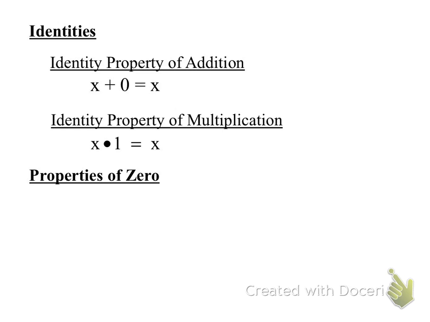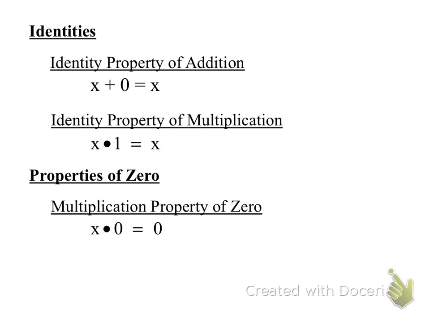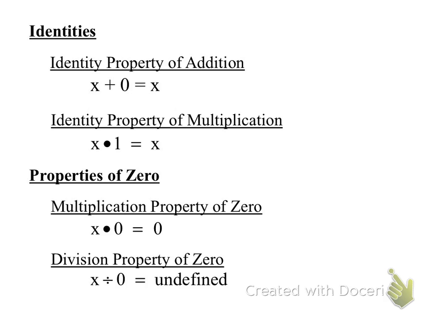Okay? Now, properties of 0. We've been doing this since probably 2nd grade when we learned our multiplication tables. The multiplication property of 0, or the 0 product property, is what we call it in algebra. Anything you multiply by 0 has to equal 0. Okay? And the division property of 0, well, you're never allowed to divide a number by 0.